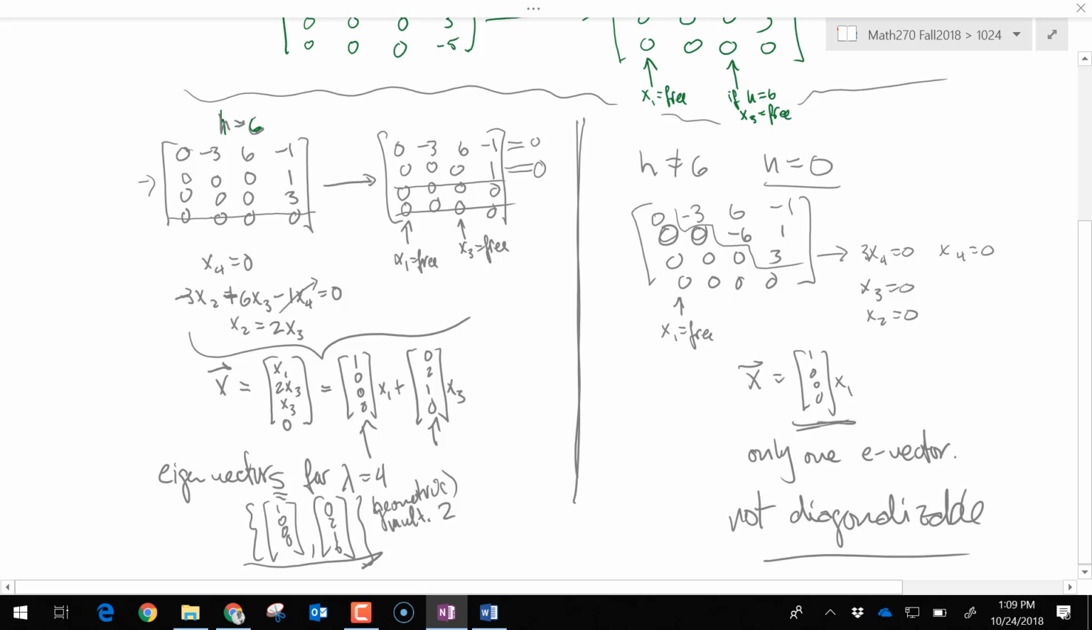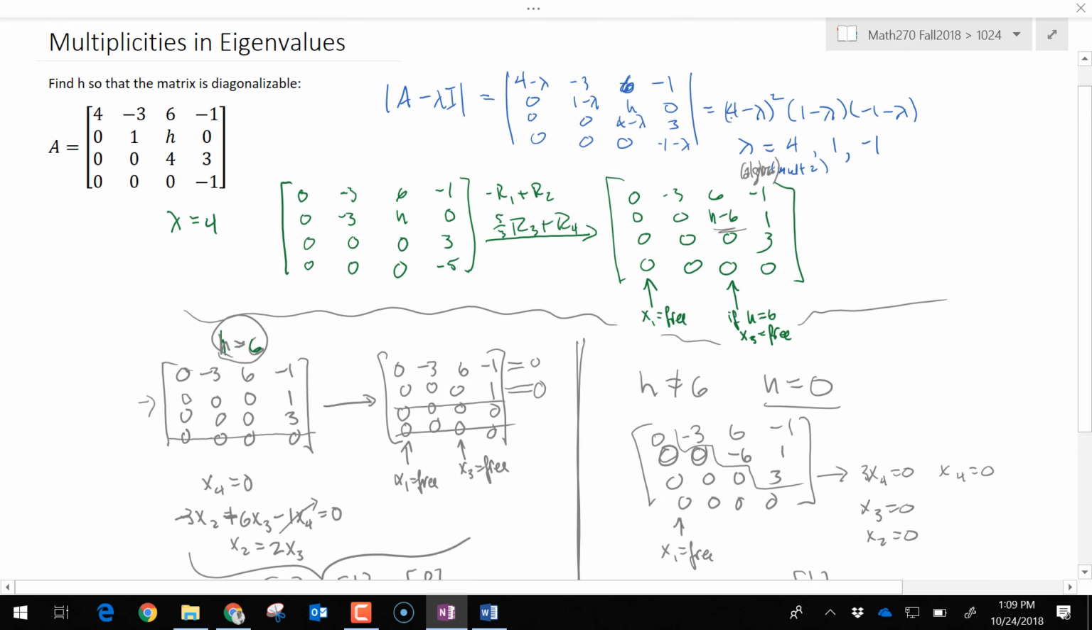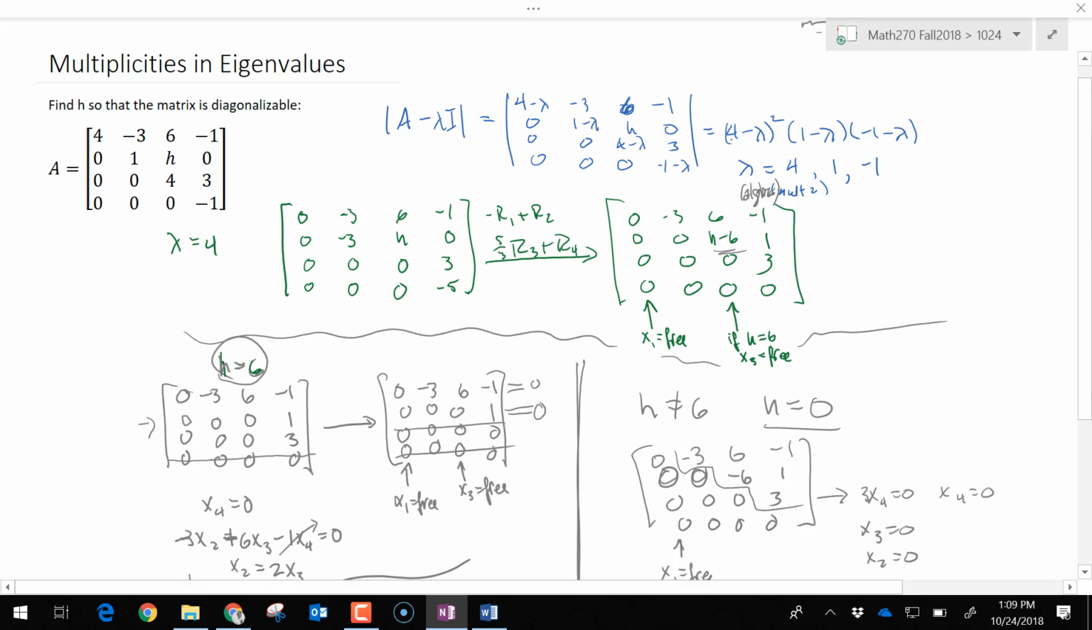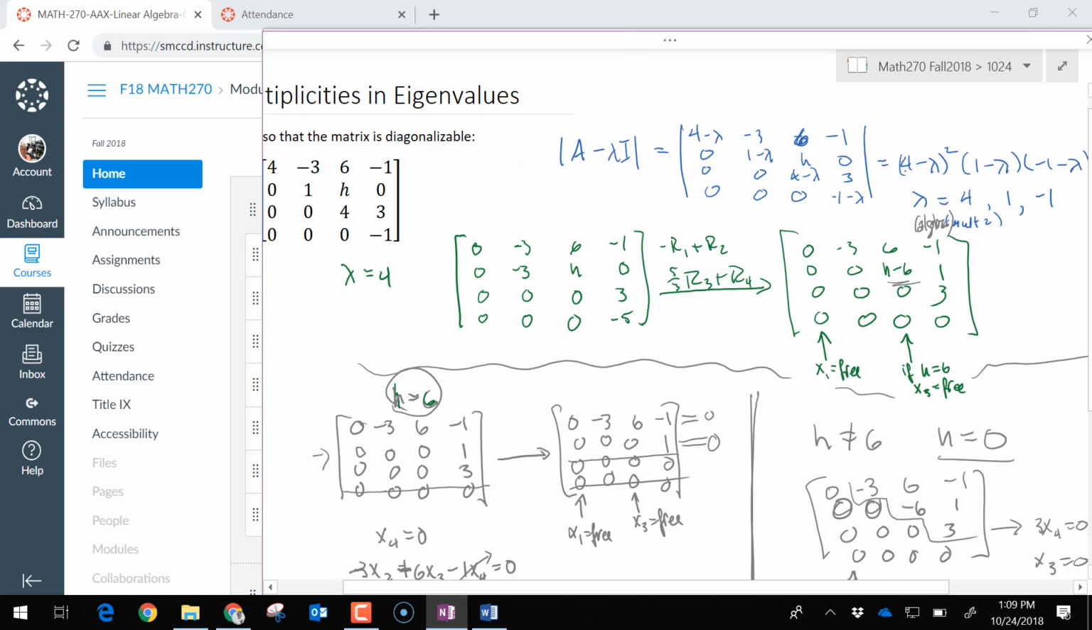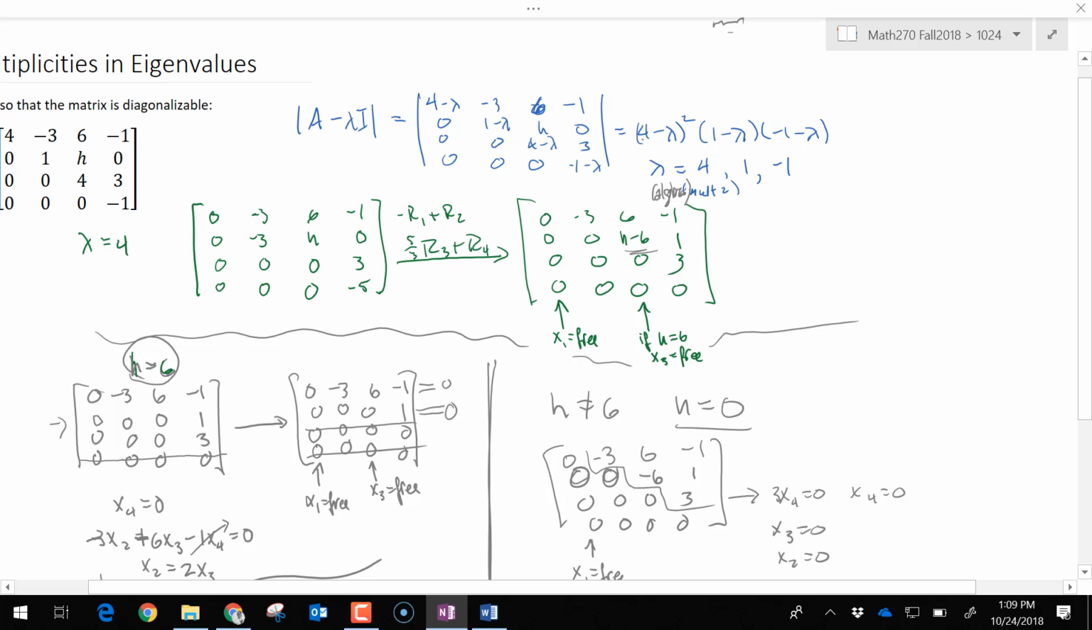So again, a good exercise for you would be to carry on with this problem, assume that h is equal to 6, and find the eigenvectors for 1 and -1, and see if you can create the diagonalization. So you need the diagonal matrix with 4, 4, 1, -1 in the diagonals, and then you would need that invertible matrix that's made up of the eigenvectors.